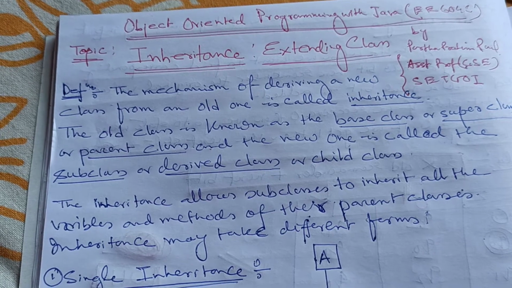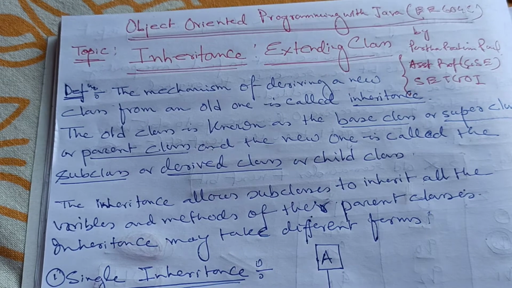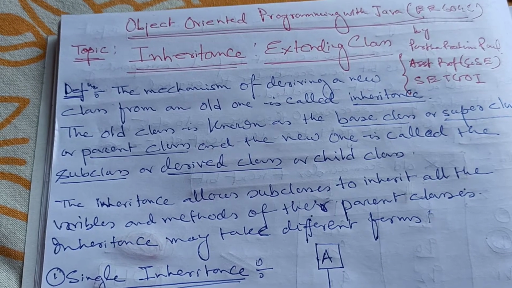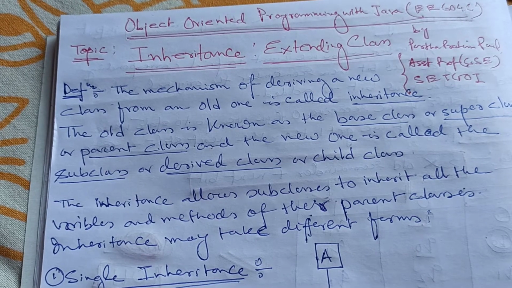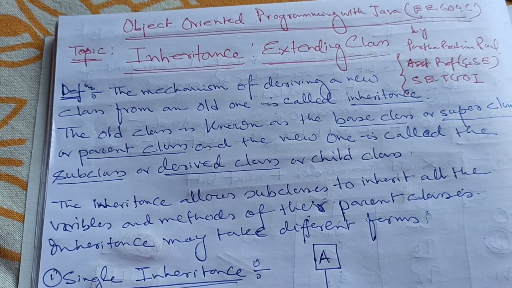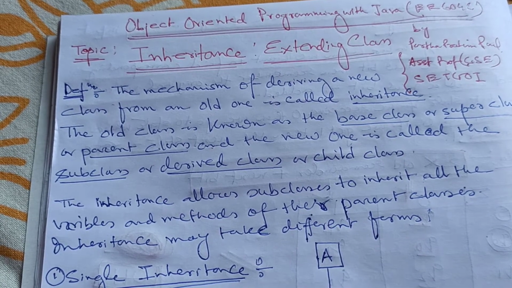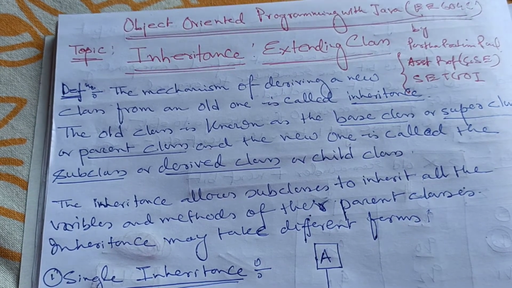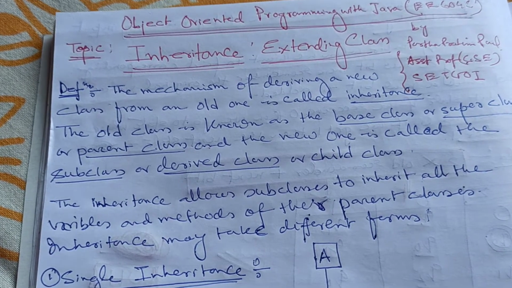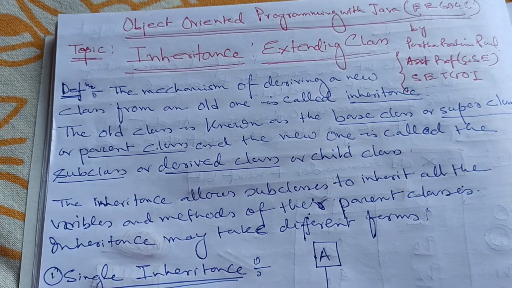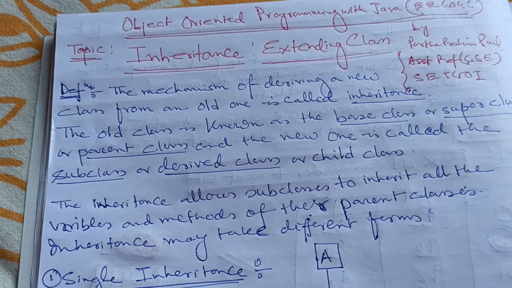The old class is known as the base class or super class or the parent class, and the new one is called the subclass or derived class or child class. So the old class is known as base class, super class or parent class, and the new class is known as subclass, derived class or child class.